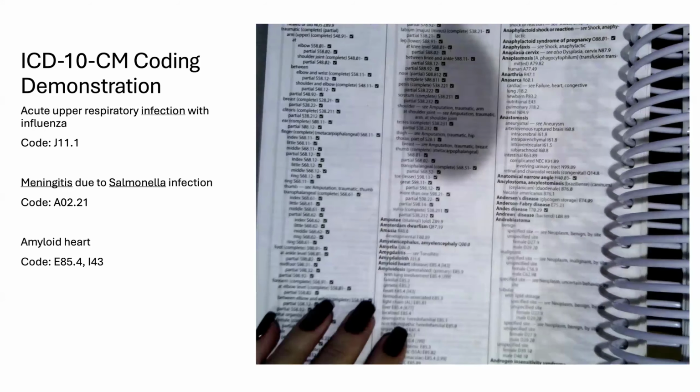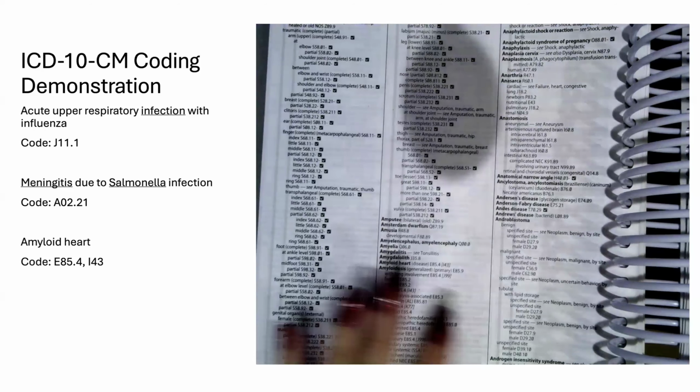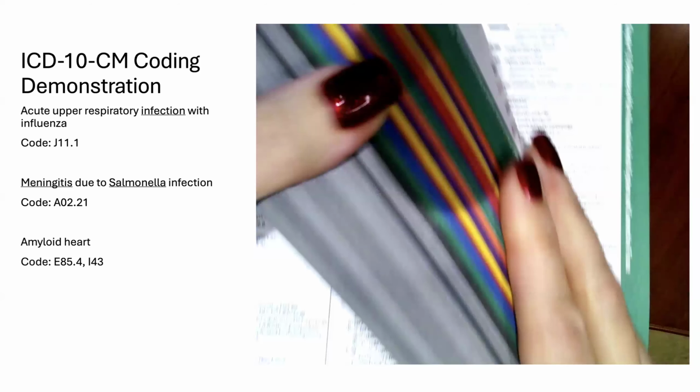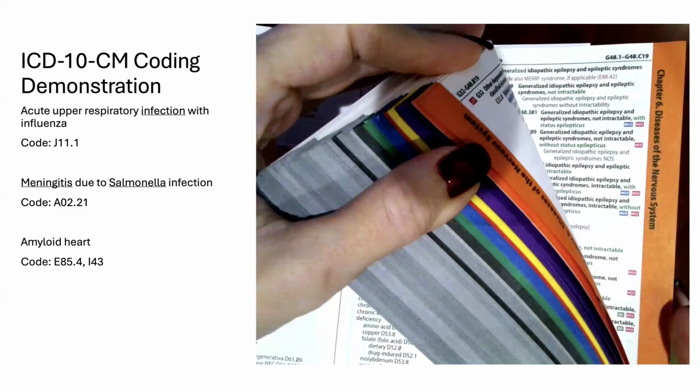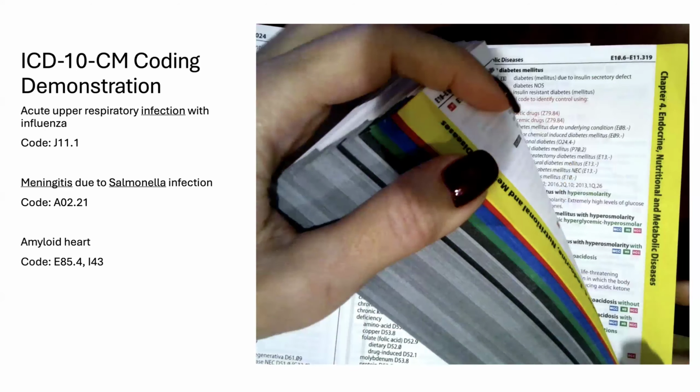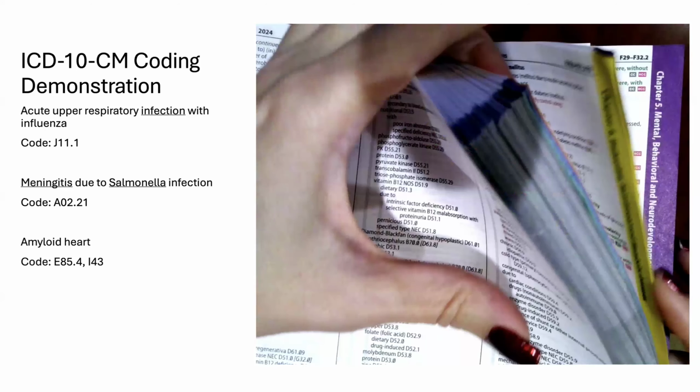Okay. And so we'll go over to the E85.4 first. So again, let's do our little flip through until we get to the E's. And we're looking for E85. I went a little too far.